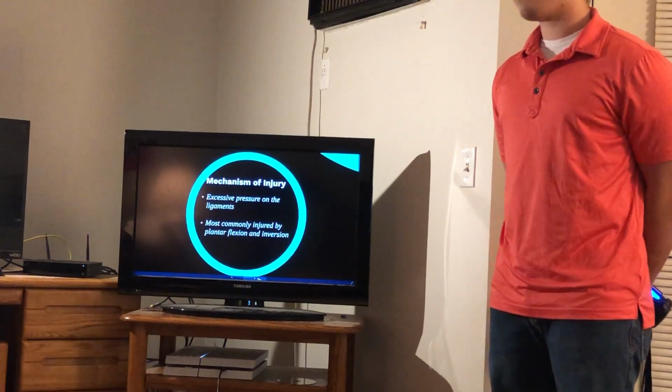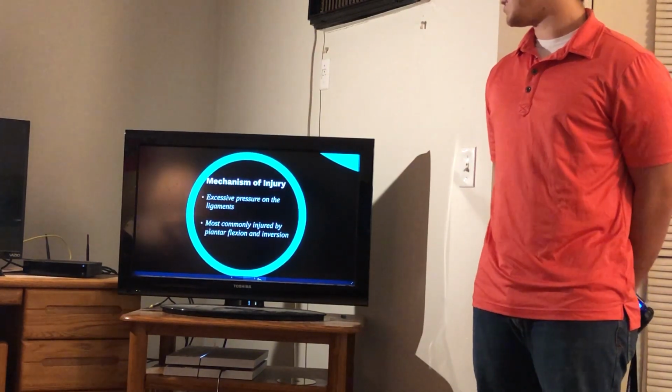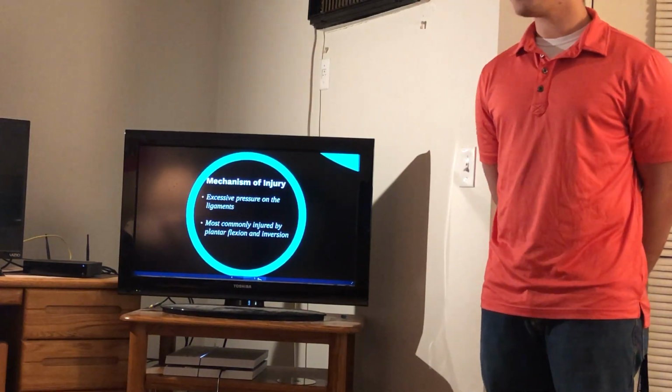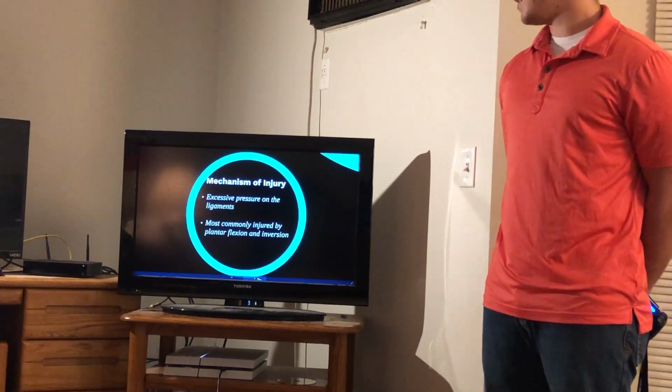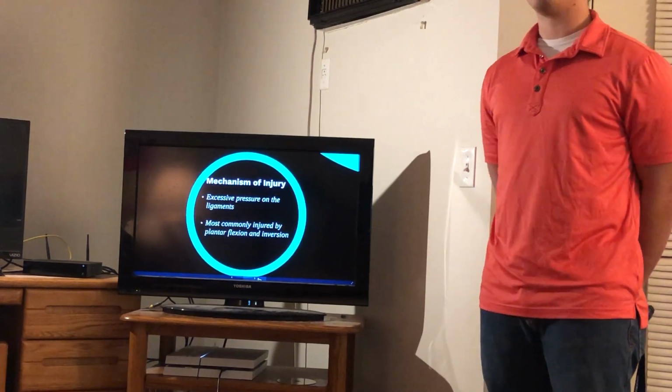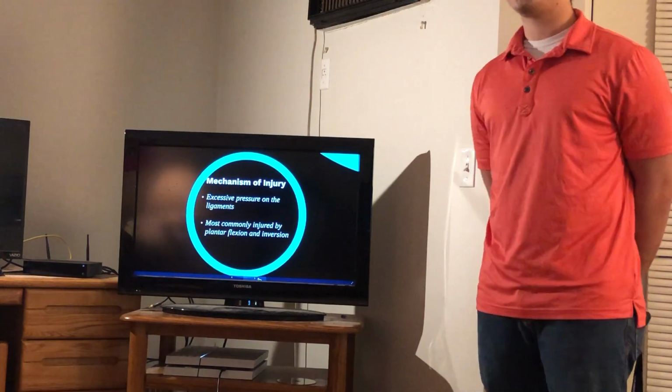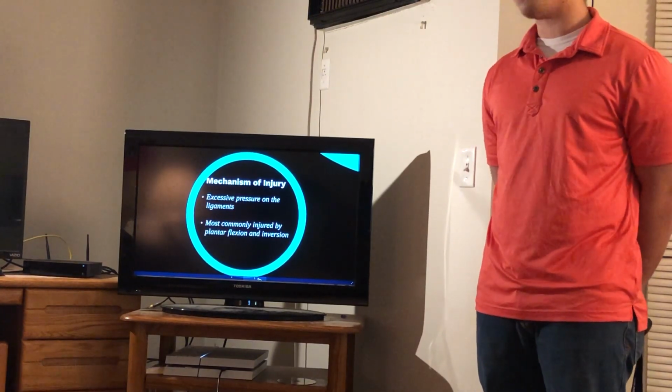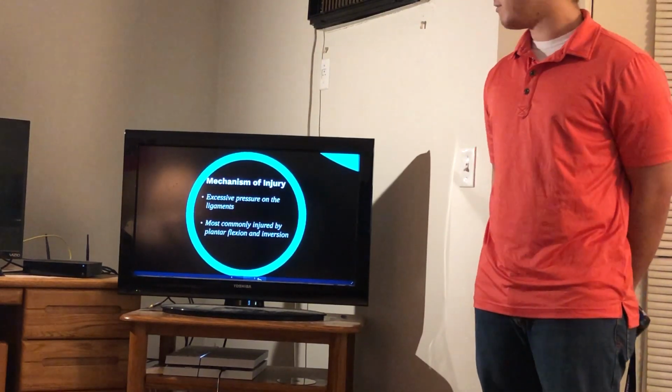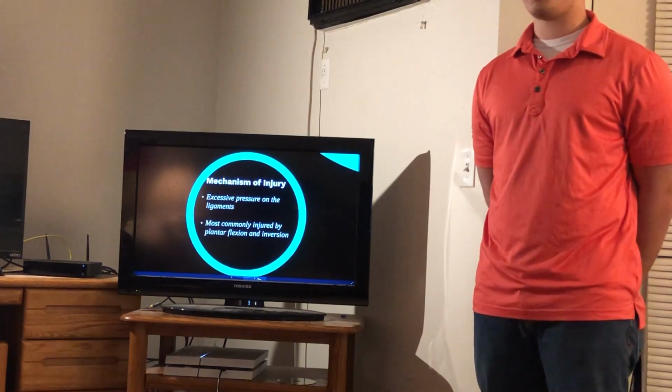The mechanism of injury for an ankle sprain is excessive pressure on any of the ligaments mentioned. This most commonly is injured by plantar flexion and inversion. So when the foot is in a vulnerable state with the increased force or pressure on that ligament, it is very likely to tear or injure that ligament in any way.